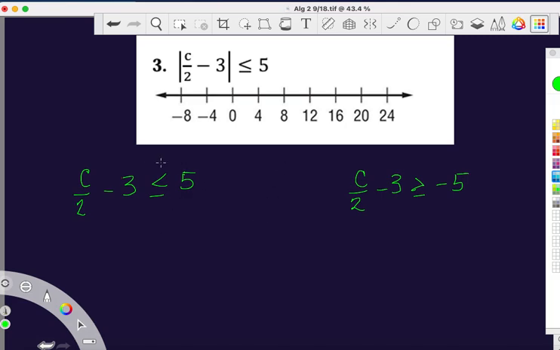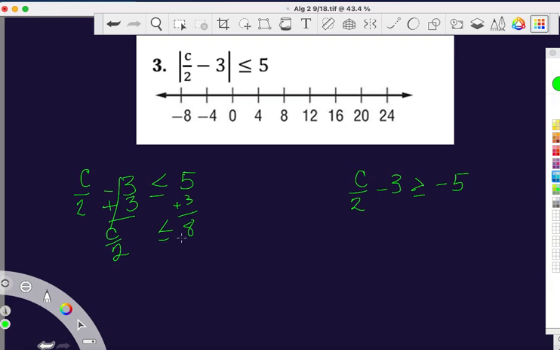All right, what do we do first? Sianik, what am I doing first over here on the left? Plus 3. I'm getting rid of the minus 3, right? So I'm going to add 3 to both sides. Plus 3, plus 3. And this says some number C divided by 2 is less than or equal to 8.